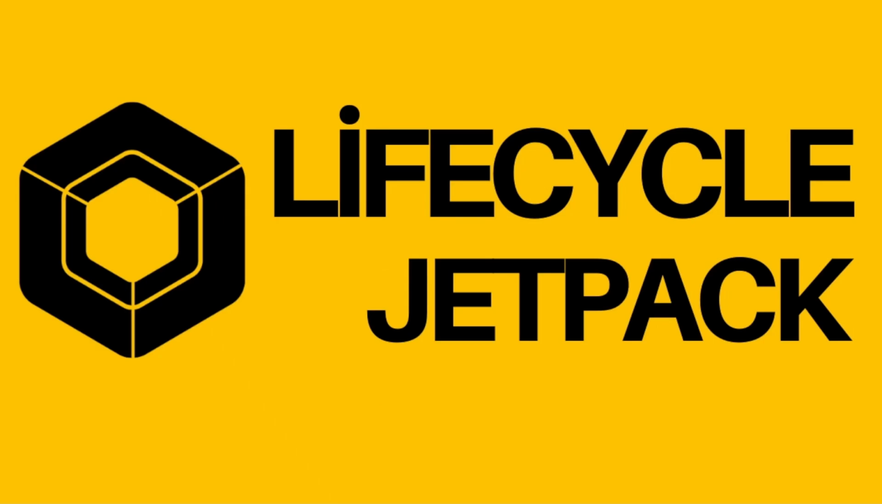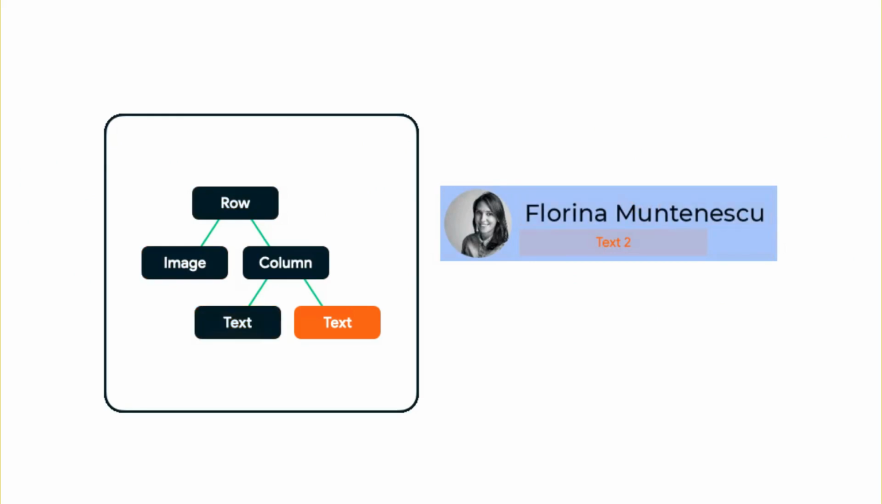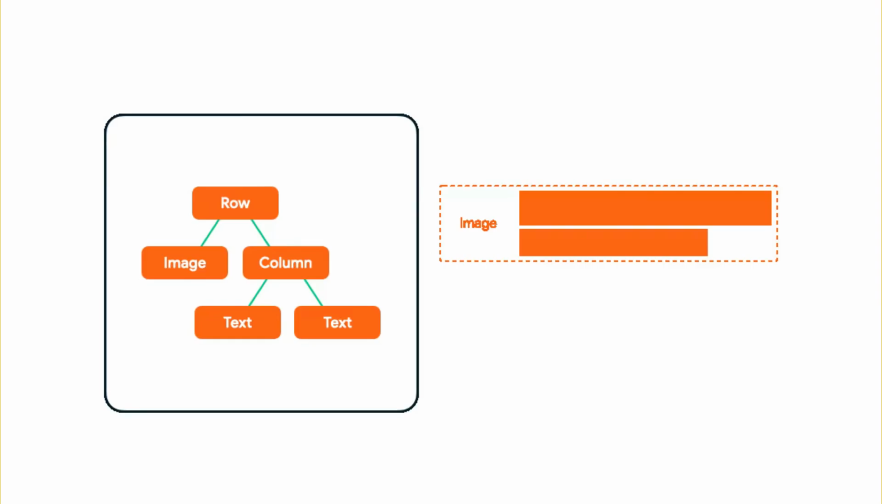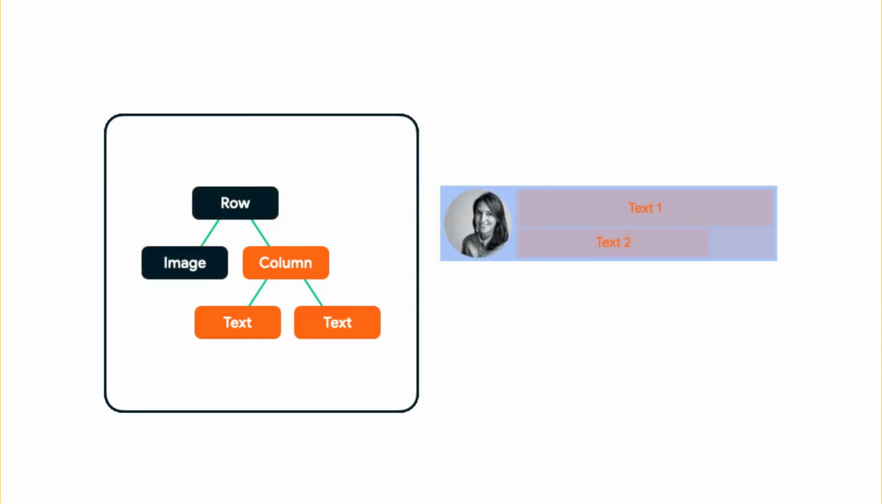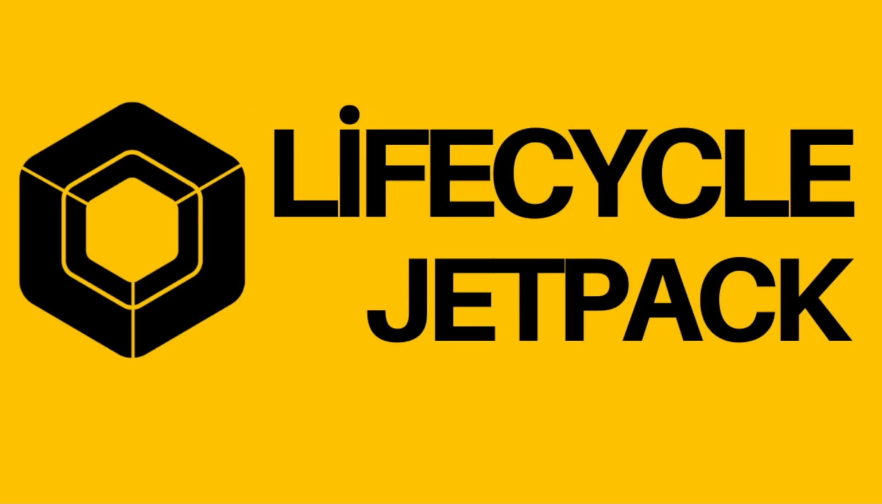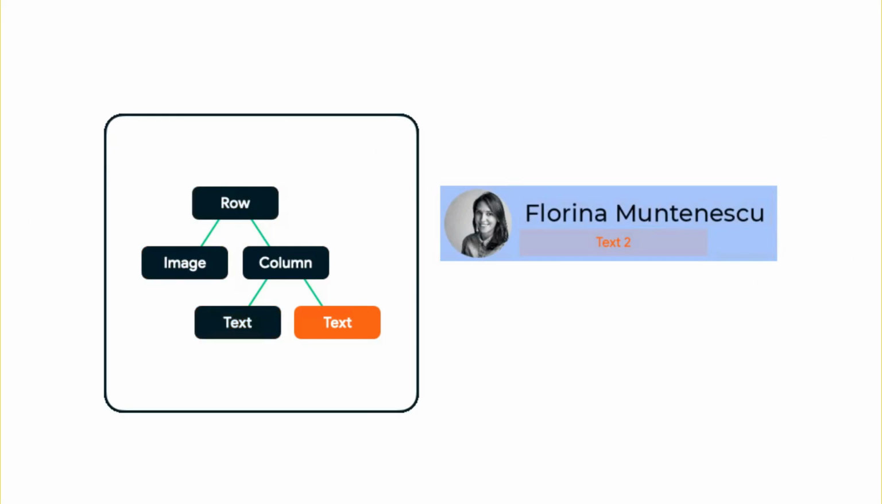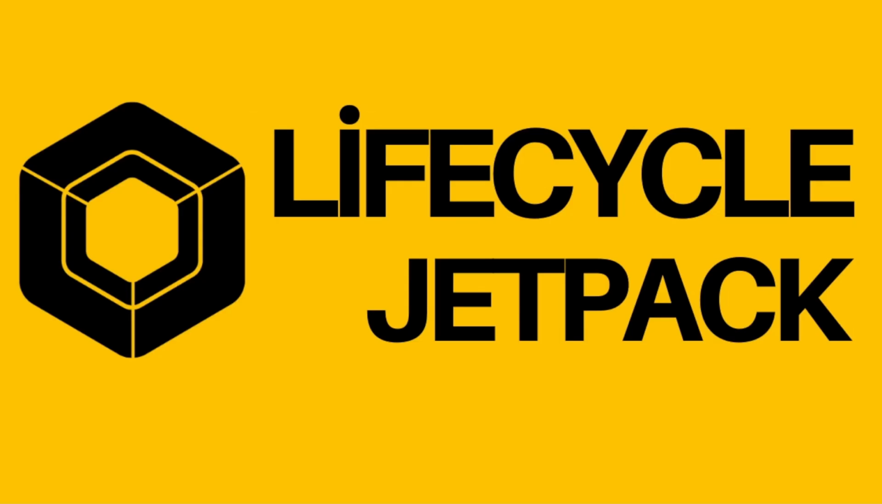DisposableEffect is used to perform side effects that need cleanup, like registering a broadcast receiver. It runs a lambda on entering the composition and another on leaving the composition. LaunchedEffect is used to launch coroutines in the scope of a composable. It automatically cancels and restarts when the key provided changes.